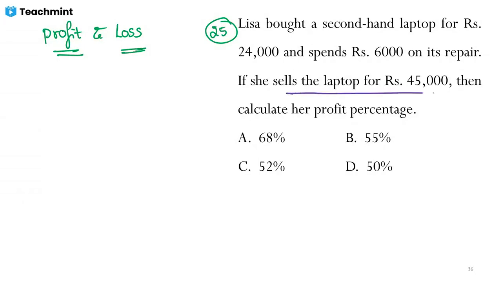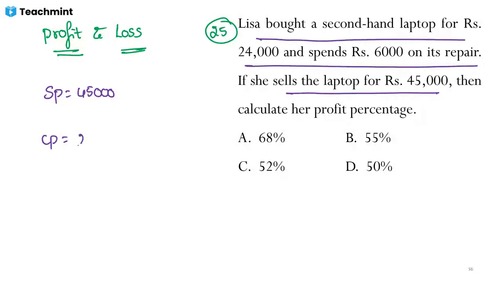Sells the laptop at 45,000. Selling price is given, 45,000. What is the cost price here? See, repair cost, transportation cost, all this will be considered cost price. When you purchase a second-hand laptop, repairing cost or remodeling cost, all those are considered cost price only. Until you sell, whatever you spend will come to the cost. Advertisement cost also, tax also: if you are paying some tax while purchasing, that also comes under cost price.